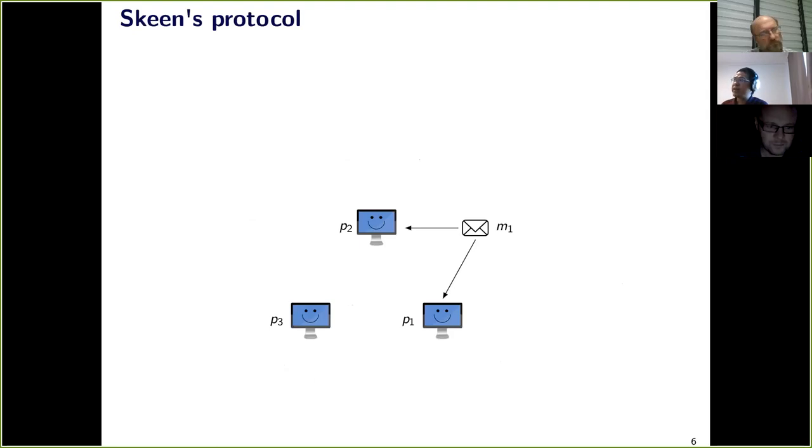Now I give you one example to demonstrate how the Skin algorithm works. In this example, there are three processes and one message. Message M1 is sent to P1 and P2.